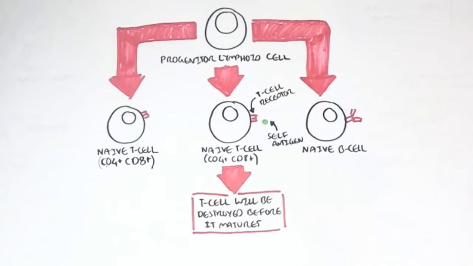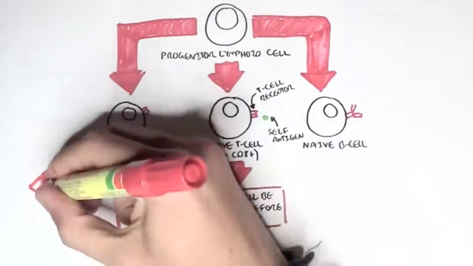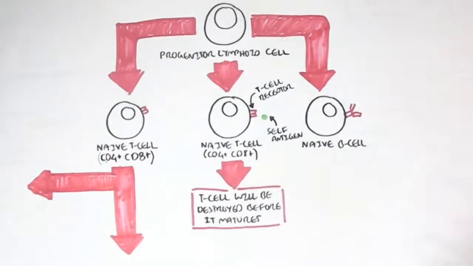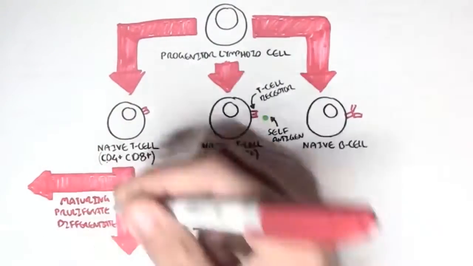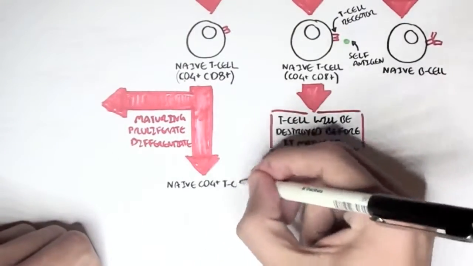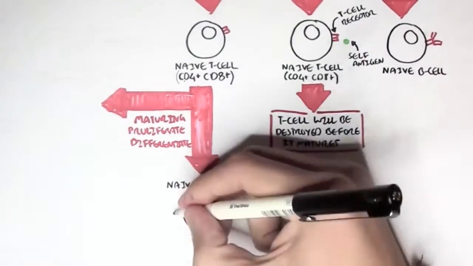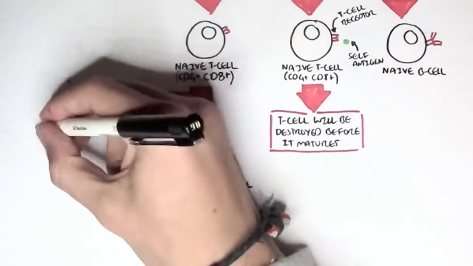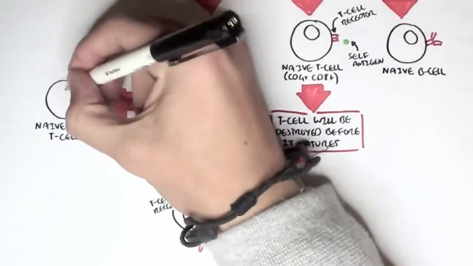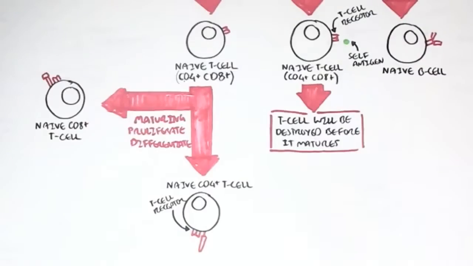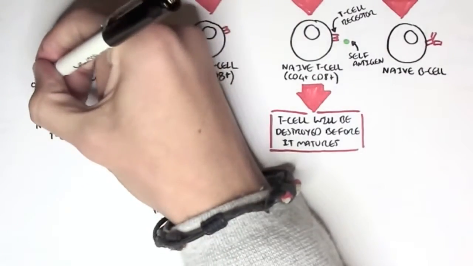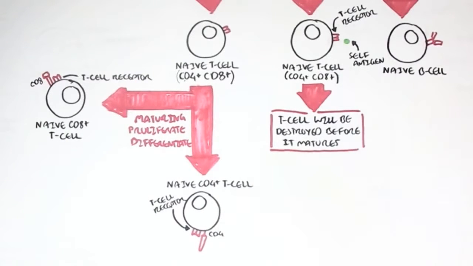When the naive T cells develop from a progenitor lymphoid cell, they all have CD4 and CD8 co-receptors. However, when they mature, proliferate and differentiate, they will become either a naive CD4 T cell with a T cell receptor or a naive CD8 T cell with a T cell receptor. The only difference is that a naive CD8 T cell has a CD8 co-receptor here, and a naive CD4 T cell has a CD4 co-receptor here.